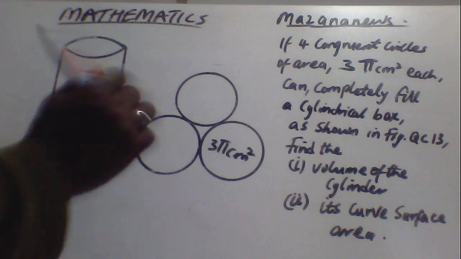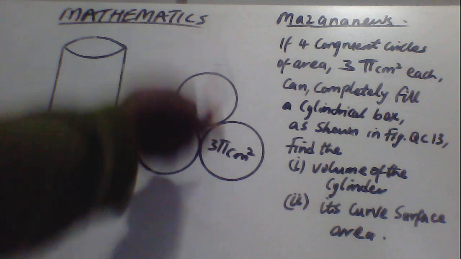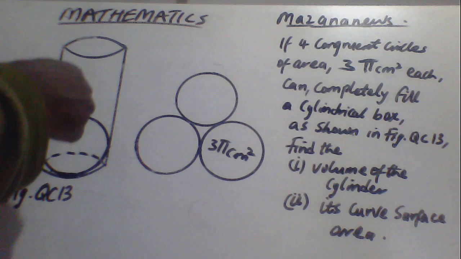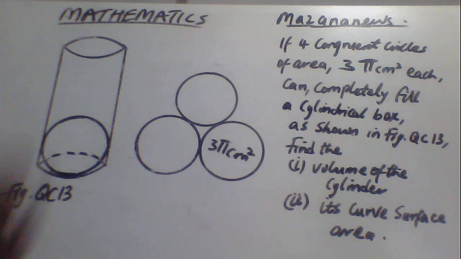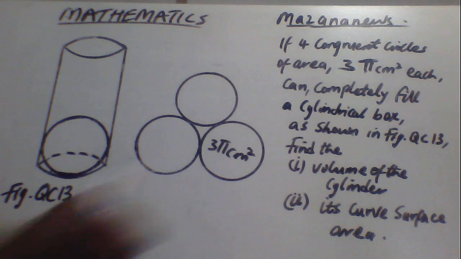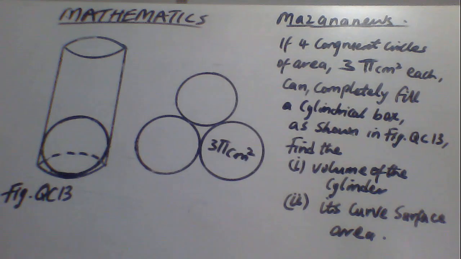They mean that there are 4 balls here. If you bring all these 4 balls and put them in this cylinder, all of them can completely fill the cylinder, which means the area of one of these similar circles is 3 pi cm squared. So you are asked to find the volume of the cylinder and its curved surface area.